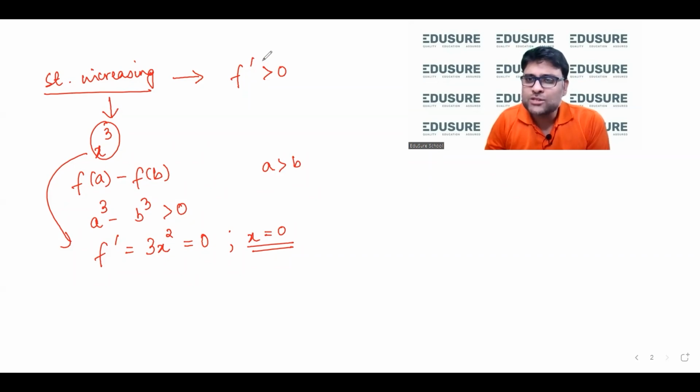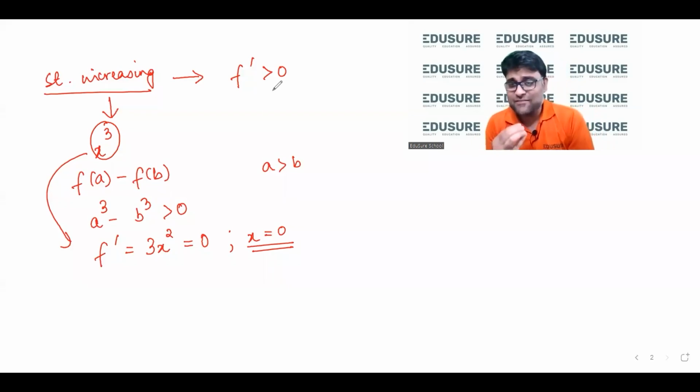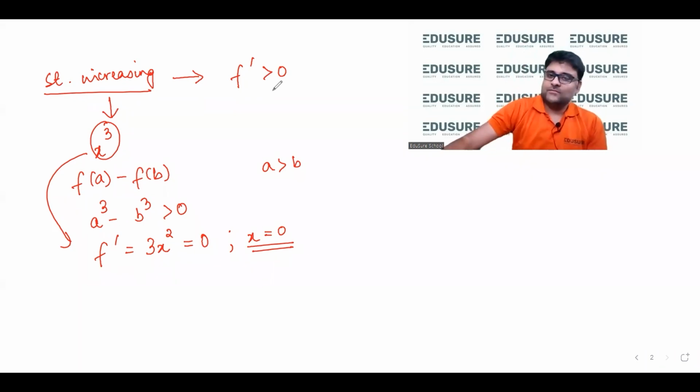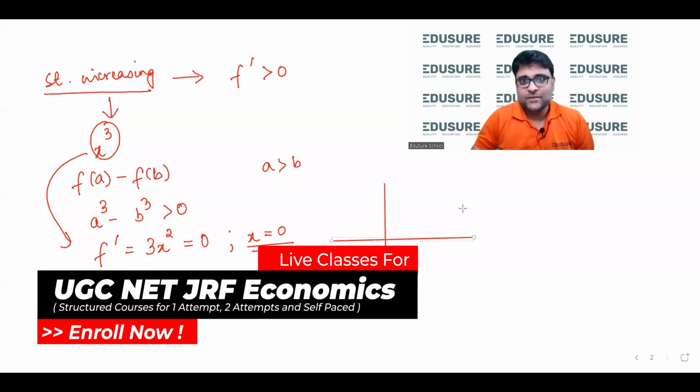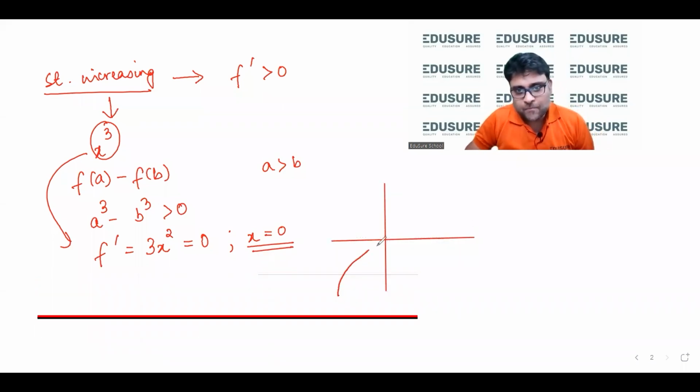Can you tell me logically why is this happening? How do you get, for a strictly increasing function, the derivative to be equal to 0 at some point? Why is this happening? Can you tell me logically? Okay, let me give you a hint. At x cube, you take a look at the graph of x cube. Okay, let me help you with the graph. Maybe that will give you a hint. So I draw the graph of x cube.